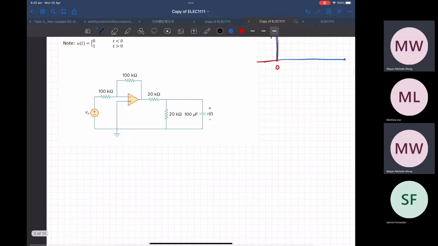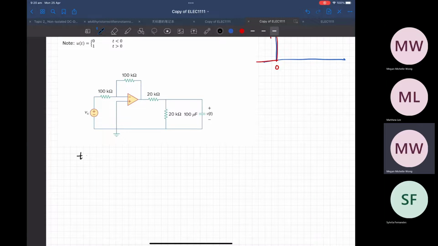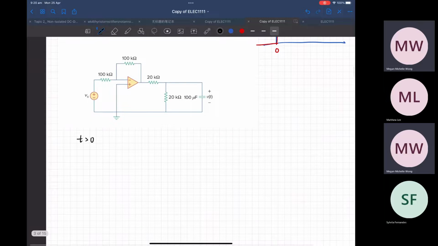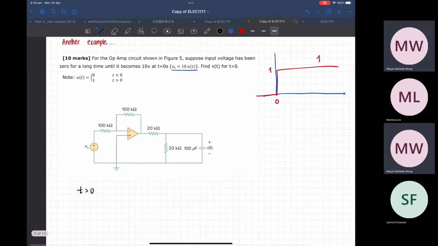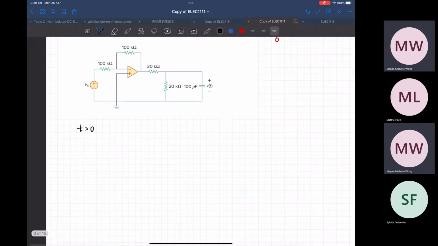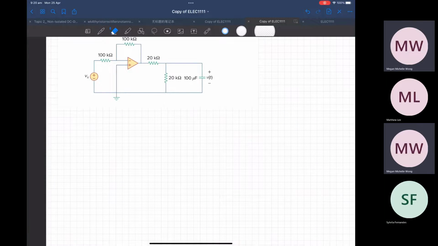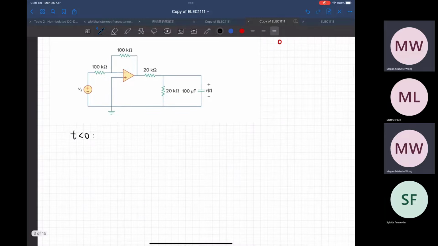If you solve it for t greater than 0, the capacitor in DC is an open circuit. I don't know what it's asking me to find, Vt. Okay, let's do t less than 0 first. And then we get basically the same circuit.